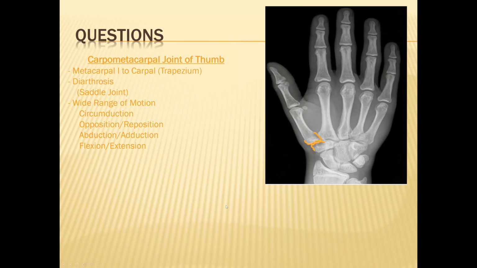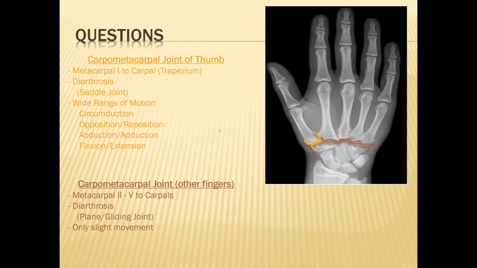All right, so we're going to start with the carpometacarpal joint of the thumb. And I've highlighted this in the orange-yellow. So this is between metacarpal 1 and one of the carpal bones, and specifically it's the trapezium. So you can see it, again, it's outlined in the picture. This is a synovial joint or a diarthrosis. Specifically, this is a saddle joint, and it is the only saddle joint in the body. And this type of joint allows a wide range of motion. You can get circumduction, you can get abduction, adduction, and flexion and extension. And then what is unique to a saddle joint is you can also get opposition and reposition.